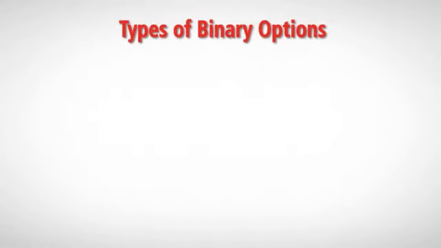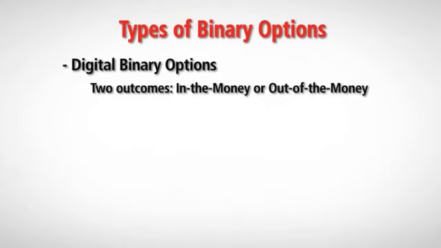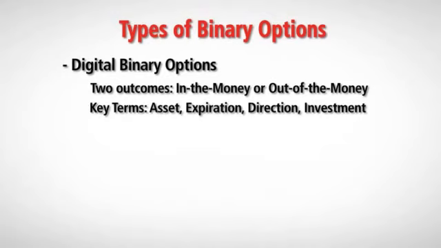Now, in previous lessons, we've really focused on the most common type of binary options, and that's traditional digital binary options. These options have two possible outcomes based on the level of the underlying asset at the expiration of the option. Digital binary options are either in the money or out of the money, based solely on where the asset is trading at expiration of that option. To trade these digital binary options, we pick the asset, expiration, direction, and investment. When we find a good strike price, we hit go to execute the trade.